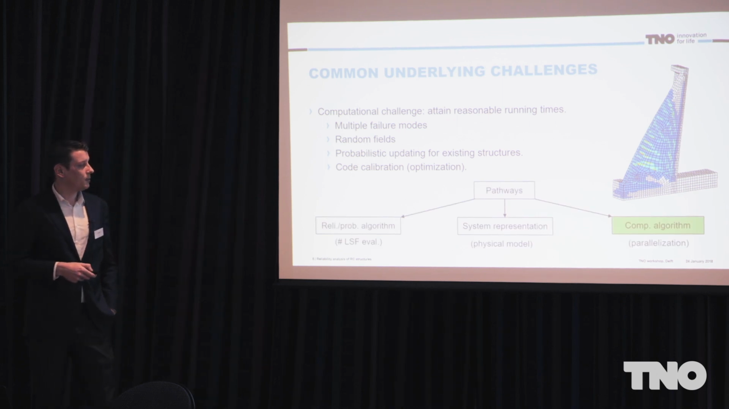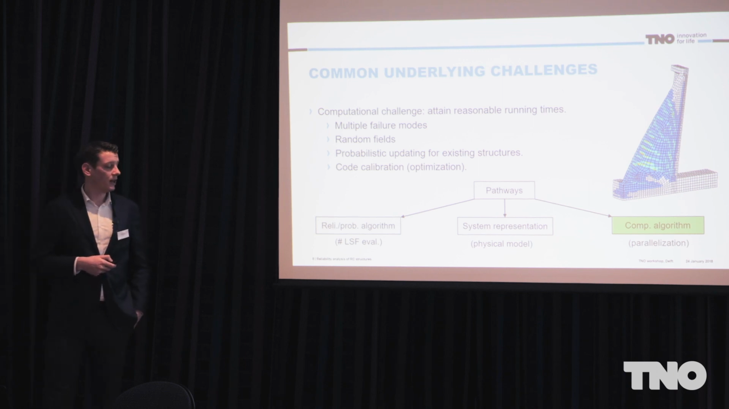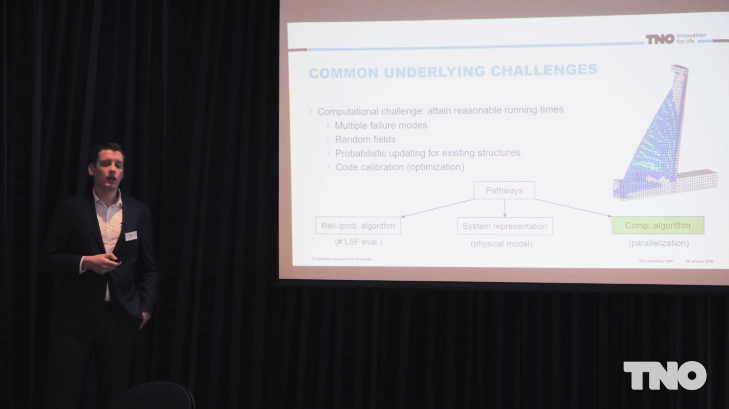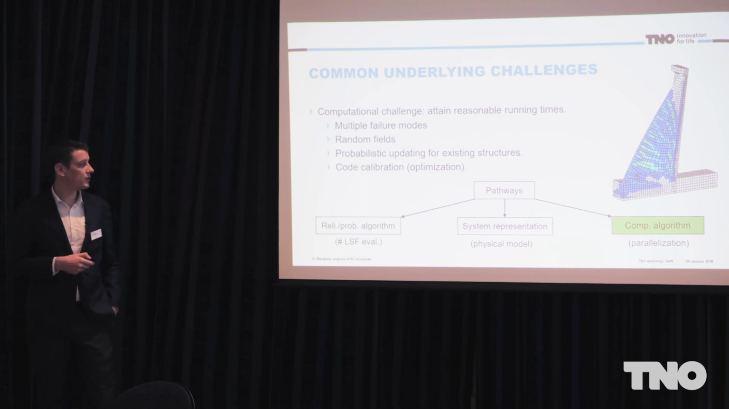What we see as possible pathways to reduce the computational time is to use smarter reliability algorithms. We have heard a lot, and we have seen some quite promising approaches and algorithms on how to reduce the number of limit state function evaluations. It appears that even for high dimensional cases, we can calculate the failure probability with a couple of thousands of evaluations. But in some cases, this is already too much.